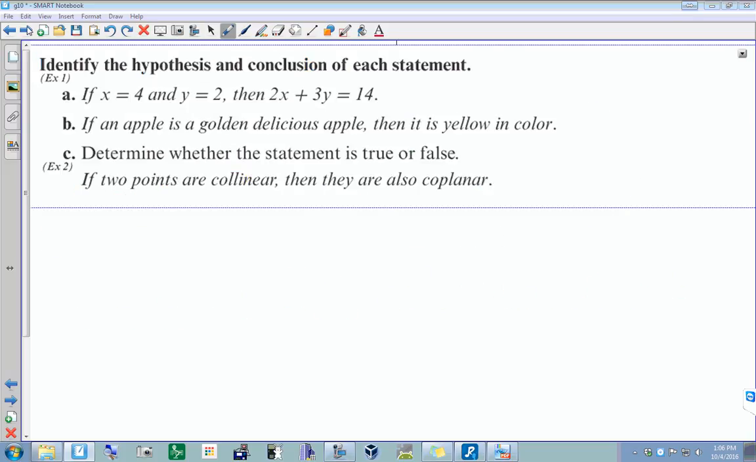So, what I want you to do is I'm going to give you about 90 seconds, and I want you to go through and identify the hypothesis and the conclusion in each one of these. Read the instructions.